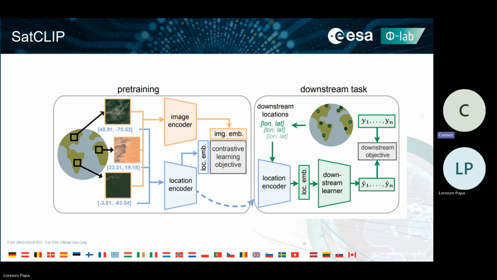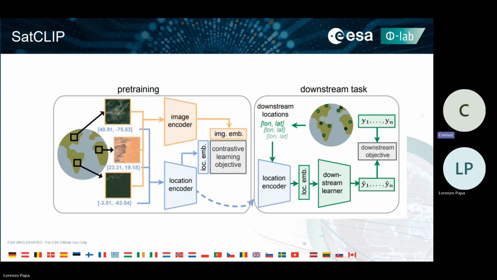The same CLIP strategy and algorithm is also used for satellite images. In this domain, we have the pre-training, and then we have the downstream task. So again, we have the pretext task, and then we have the downstream task, on which maybe we have a few labels. So in the pre-training, we have images, in this case, and we have some samples, some locations. We want to encode the image, we want to encode the location, and then we learn the connection between images and locations thanks to the contrastive learning objective.